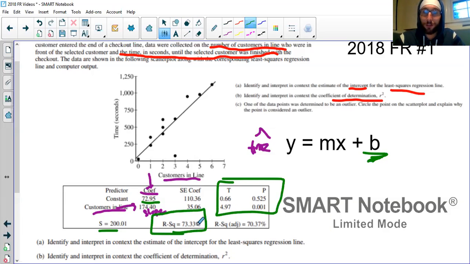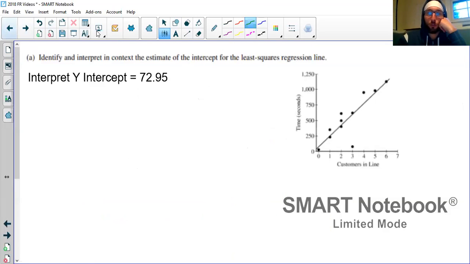I should have used a different color, so the green was just my y-intercept. So now we know the y-intercept is 72.95. So let's interpret that. So for a y-intercept, like I tell my students, like in any math class, how do you find a y-intercept?